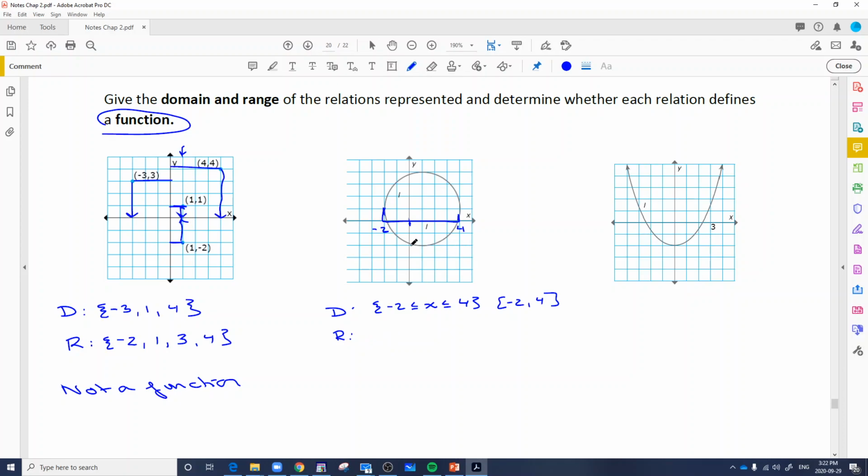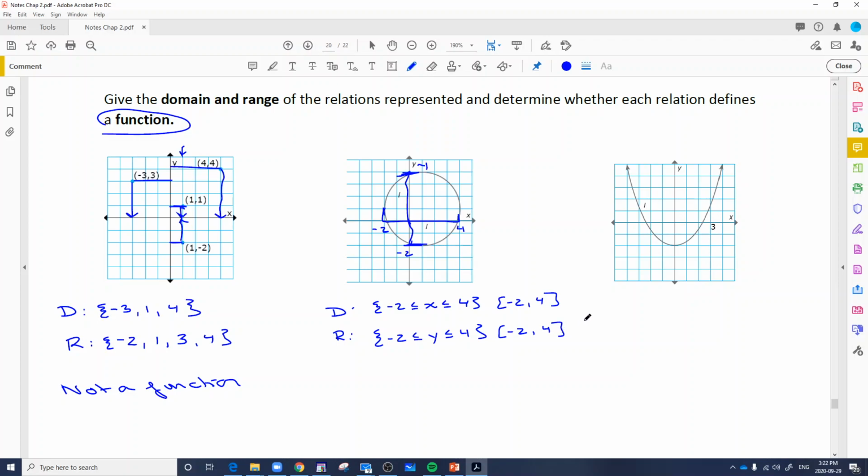The range, it's going to start hitting down here, and then it's going to hit all the way until you get up here. So again, this is -2, and this is 4. So the range would also be -2 up to 4. And the interval notation would look the same.